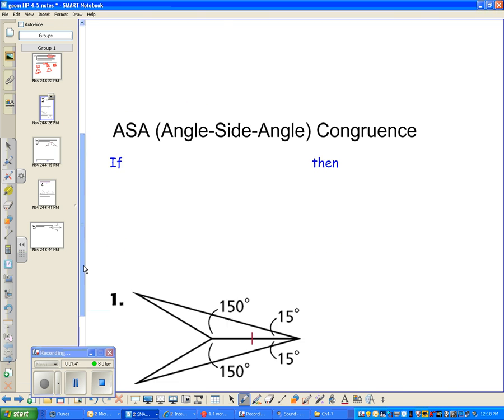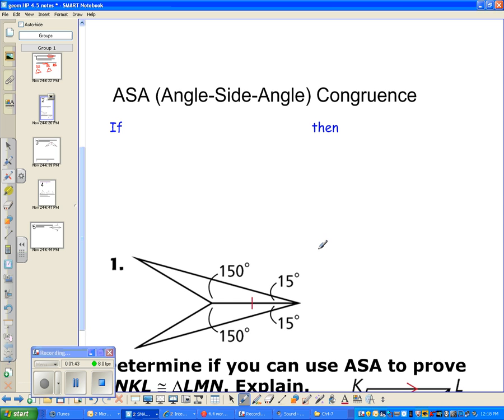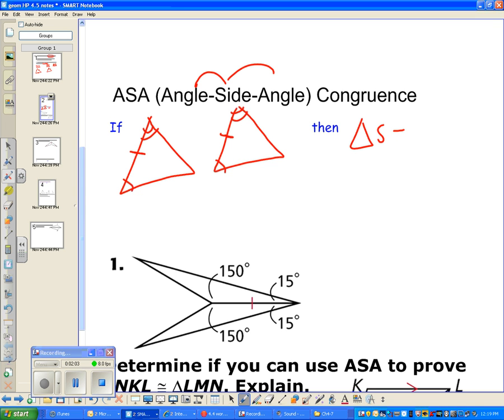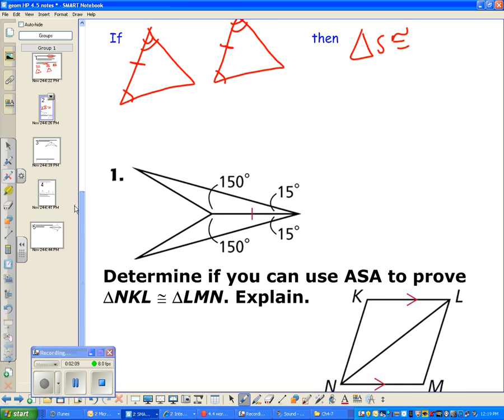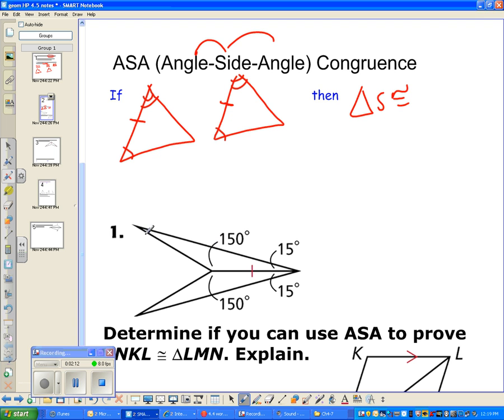So ASA, I'm sure you can guess, if we had 2 triangles, and I knew that one set of angles were congruent, and a second set of angles were congruent to each other, that side that's in between, that's included, that's touching both of those angles would have to be congruent too. If we have something that looks like that, then those triangles would be congruent to each other. All right, that's the first shortcut. Basically, here's an example.